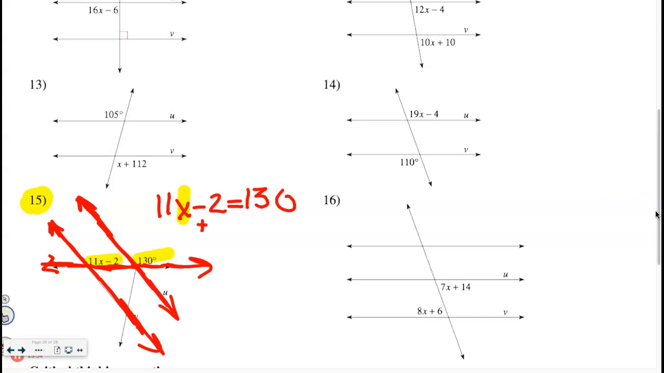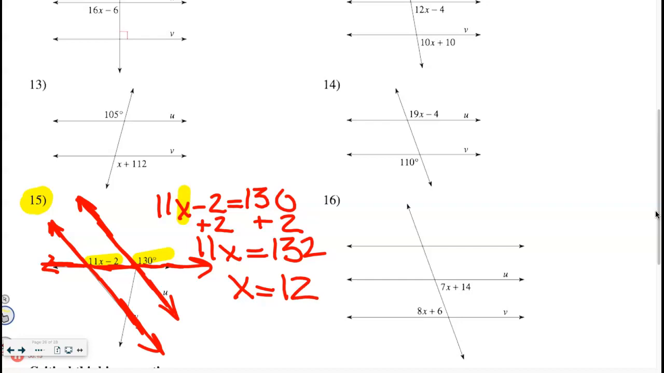You add 2. I'll add 2. Right? And then bring 11 down. 11x equals 132. And then divide it. Can somebody divide 132 by 11? I think it's 12. Is it 12? Yeah, it's going to be 12.